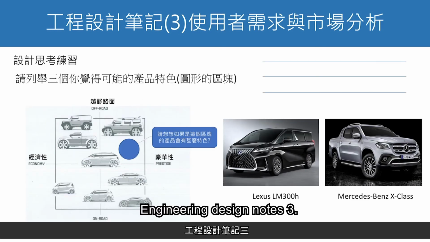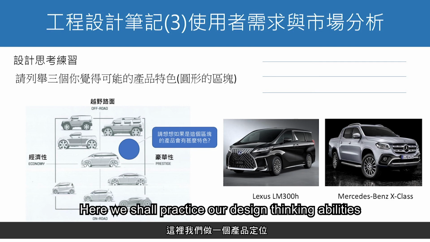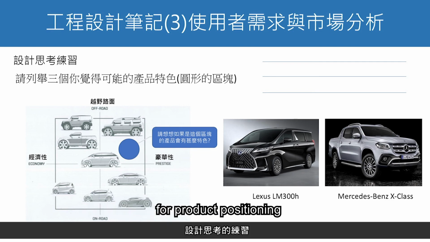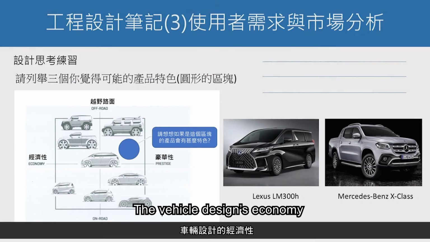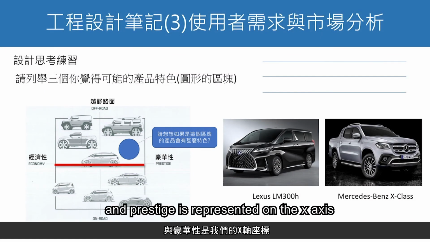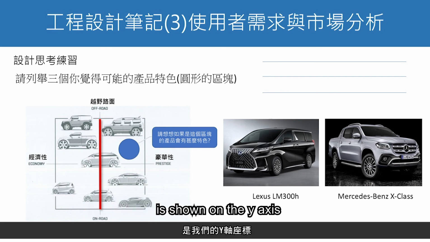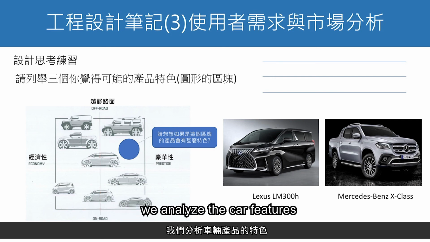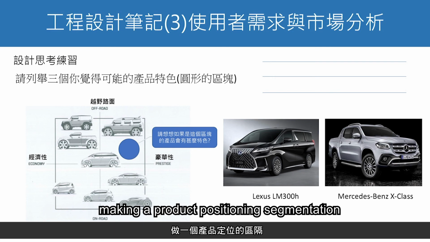Engineering Design Notes 3. User Requirements and Market Research. Here we shall practice our design thinking abilities for product positioning. In this chart below, the vehicle design's economy and prestige is represented on the x-axis. Maneuverability off-road and on-road is shown on the y-axis. In these two dimensions, we analyze the car features corresponding to which position, making a product positioning segmentation.